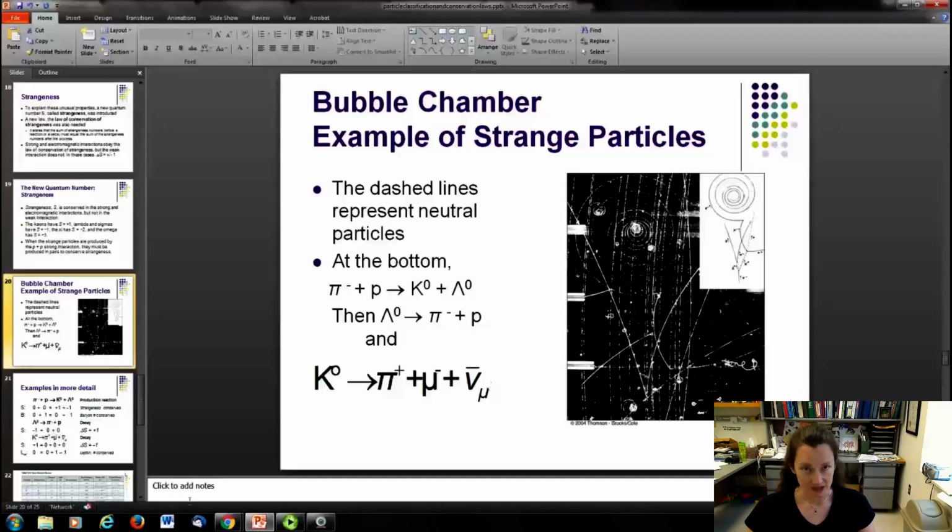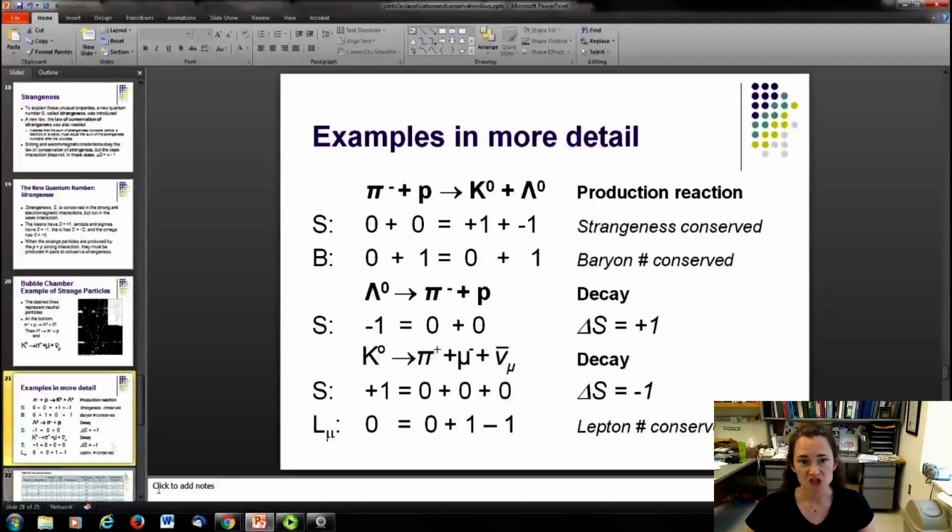Now, let's figure out this strangeness conservation thing by going through these 3 reactions and analyzing them in detail so we can figure out what's going on here. First of all, here's your production reaction. You have a pion and a proton slamming into one another, creating a kaon and a lambda particle. That's a production reaction. You can tell because you have two particles on the left-hand side creating two different particles on the right-hand side.